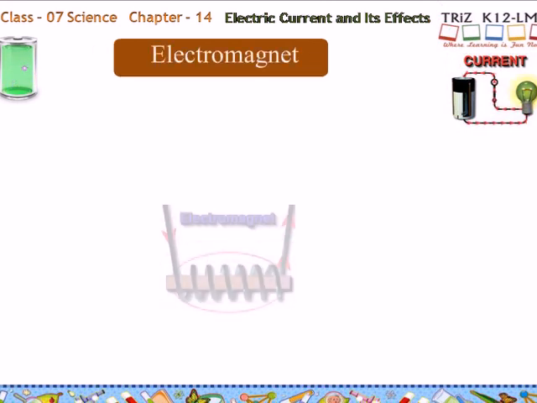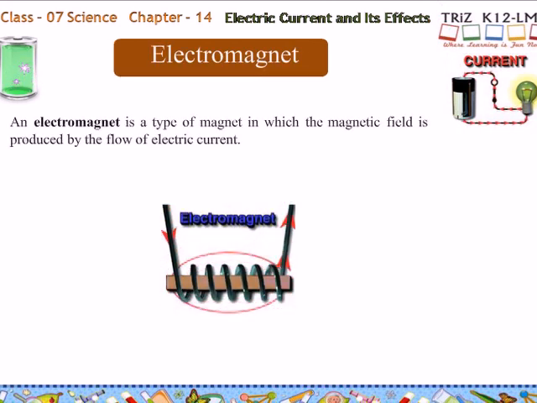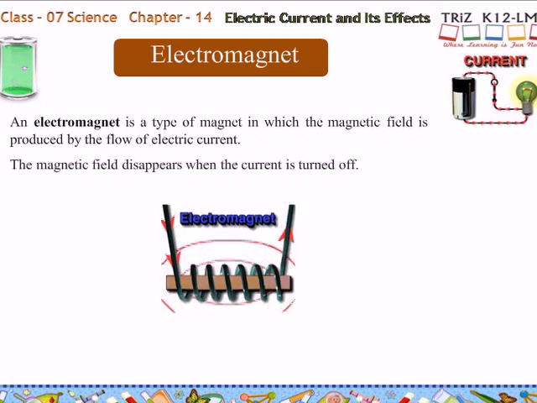Electromagnet. An electromagnet is a type of magnet in which the magnetic field is produced by the flow of electric current. The magnetic field disappears when the current is turned off.